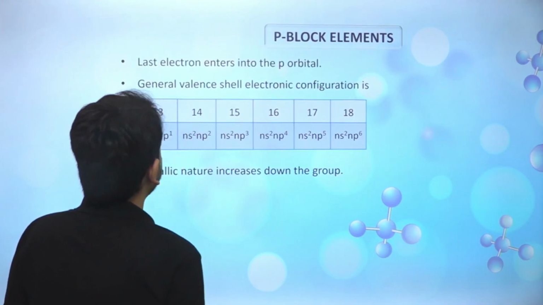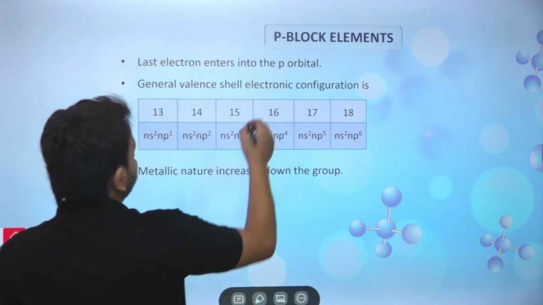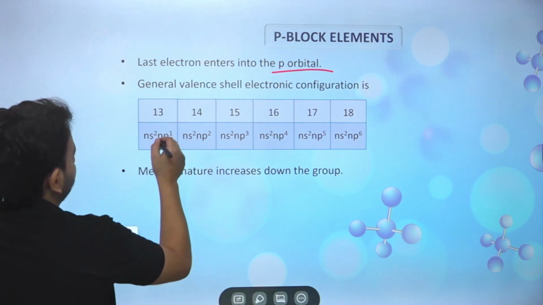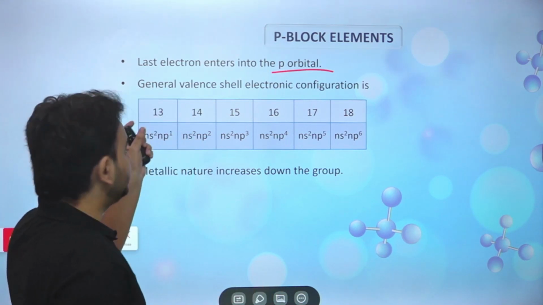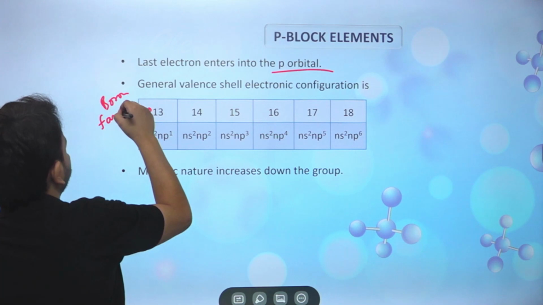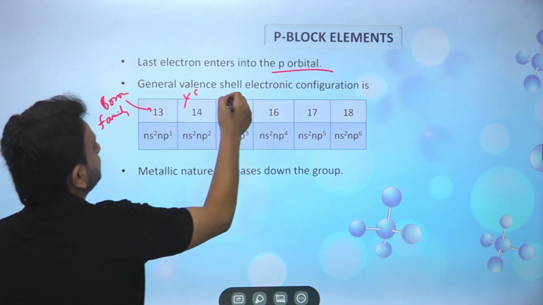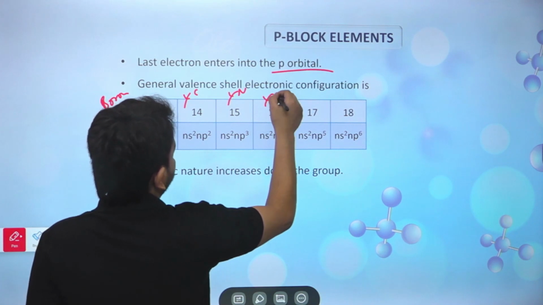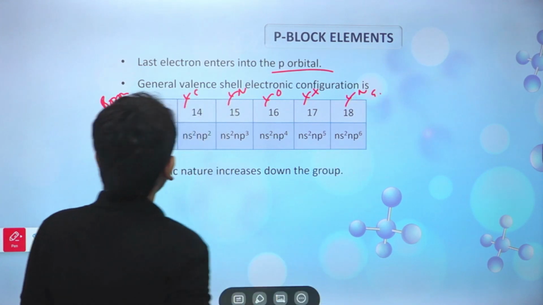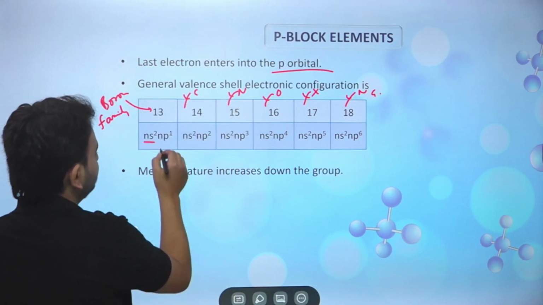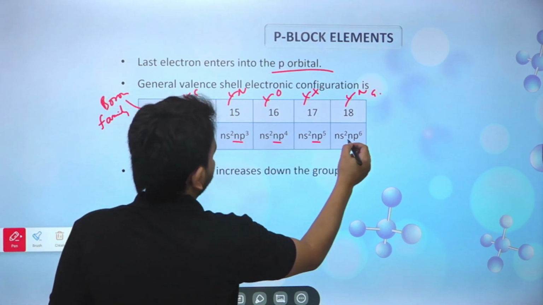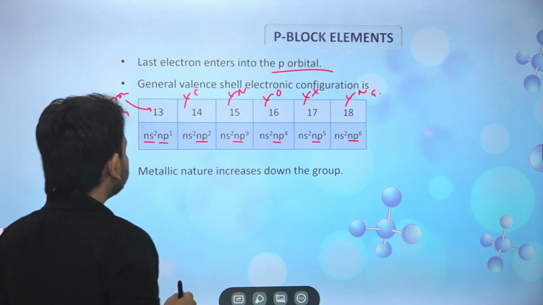So in p block elements, guys, the last electron enters into the p orbital. General valence shell electronic configuration, if you see, for the 13th group, which is the boron family, and it all starts from here. This is boron family, this is carbon family, this is nitrogen, this is oxygen family, this is the halogen family, and then these are noble gases, right? So ns2 gets filled, then np1, np2, np3, np4, np5, np6, guys, right?